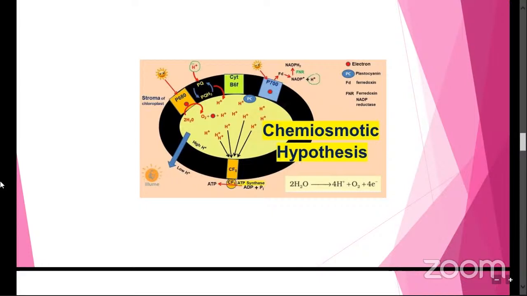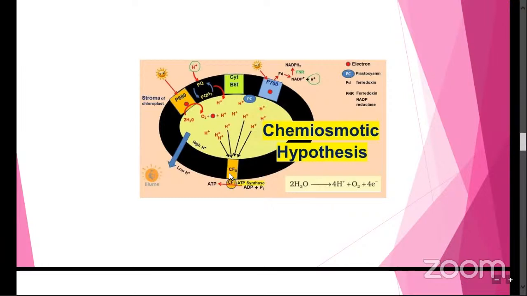Right. Now, after crossing this F0 protein particle, protons enter into the F1 protein particle. So protons move with energy, and that energy is here in F1.